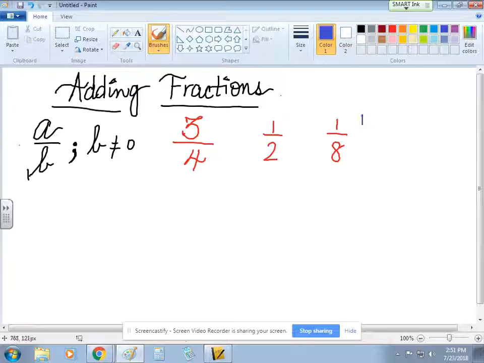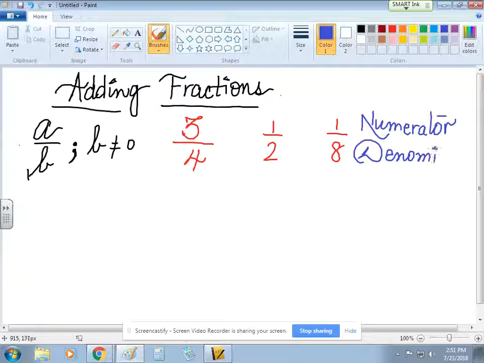The top number is called the numerator, and the bottom number, which is down, is called the denominator. D for down, D for denominator.